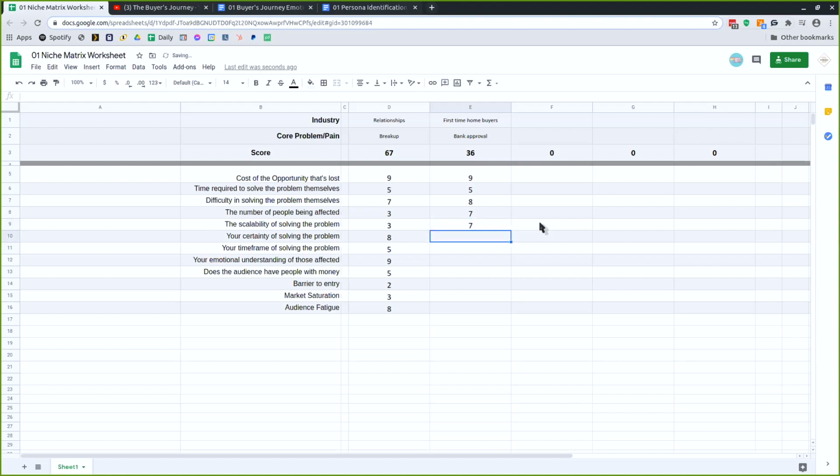All right. Next, certainty. With the right formula, I would say about an 8. Yeah, your certainty in solving the problem. Right, with that formula and with the right coach and all that, yeah, 8 for sure. 9. Okay. How long does it take for you to get them that bank approval letter?